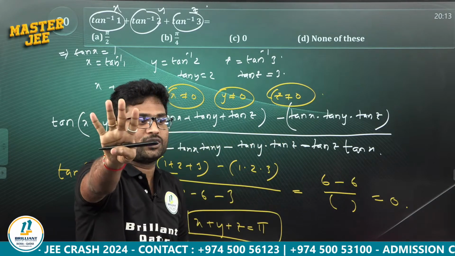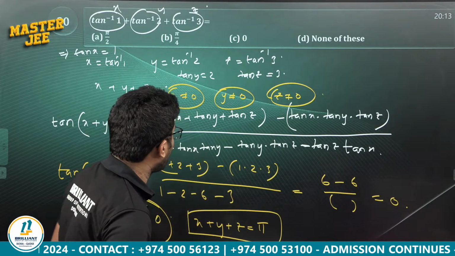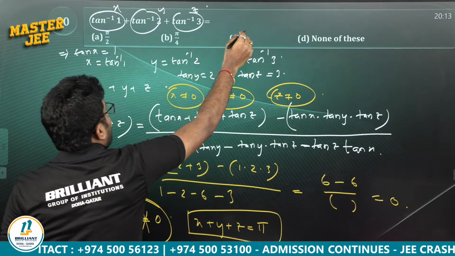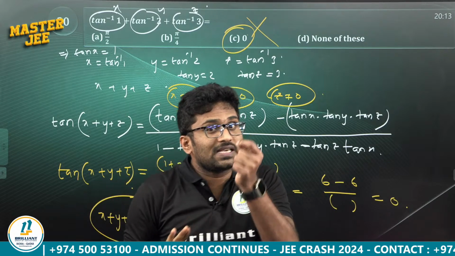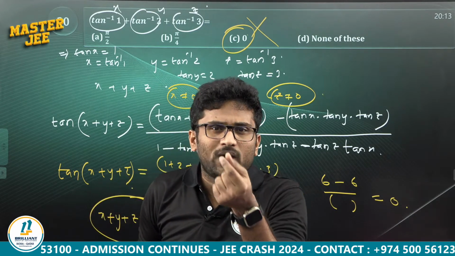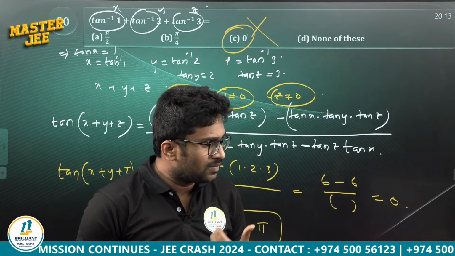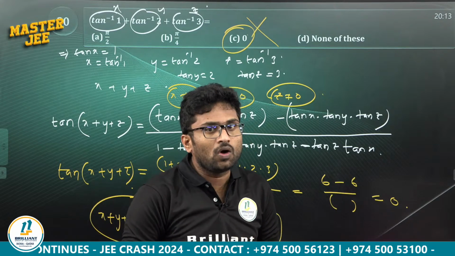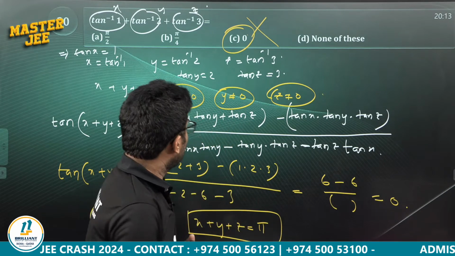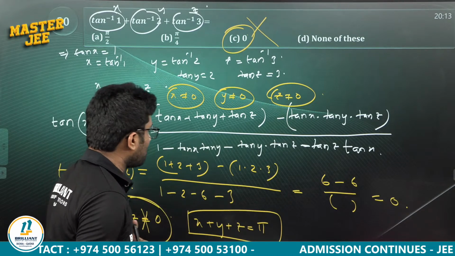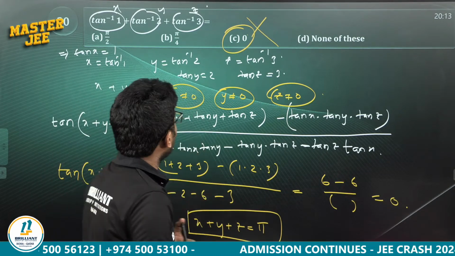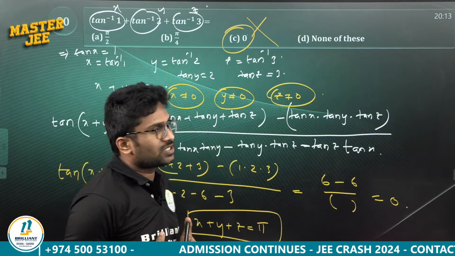Stick to this, very important question, very important, friends. Everyone will go with C, but C is not the correct answer. Because see, if x is equal to tan inverse 1, will it be 0? Can we say it is 0? No. X can't be 0, y can't be 0, z can't be 0. So how can x plus y plus z be 0, no matter what? And one more thing, all these three are positive.